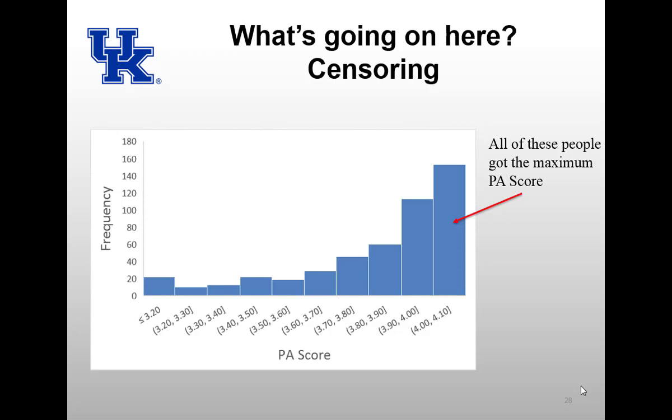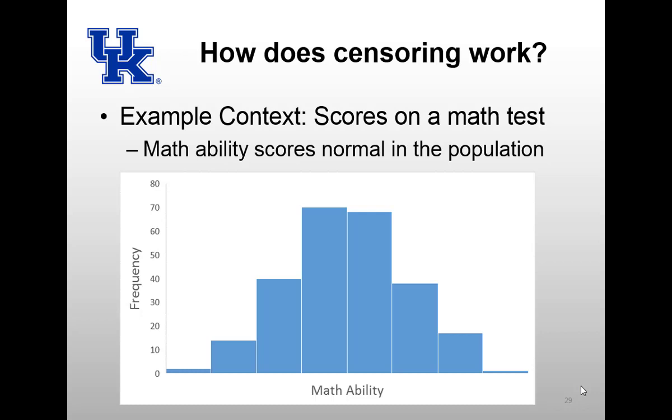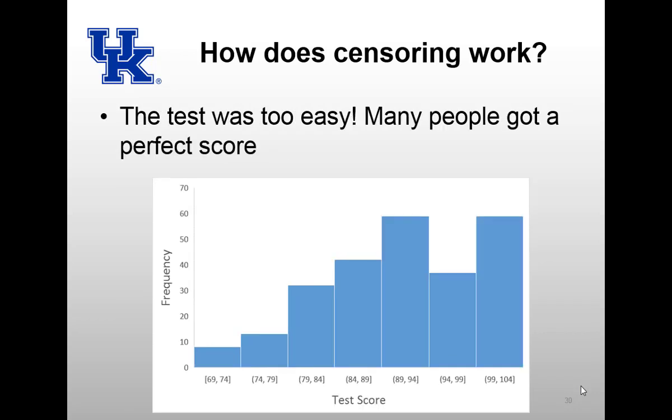In this case, we are just chopped off at that highest score. As another example, not related to this particular project, think about scores on a math test. Math ability score is normal in the population, so it would have this lovely bell curve situation. But if we give a math test and it's too easy, we're going to get a lot of people with a perfect score. So instead of getting that lovely bell curve, we're going to get this censored effect where people are stuffed at that maximum score.